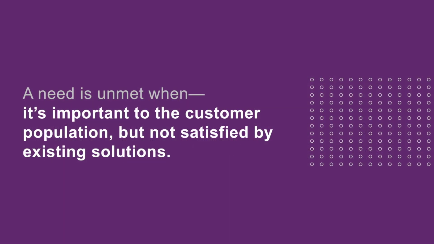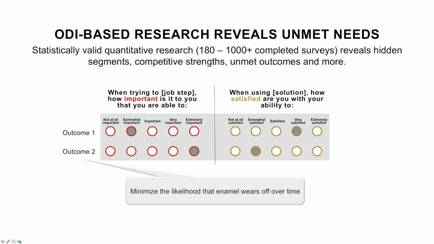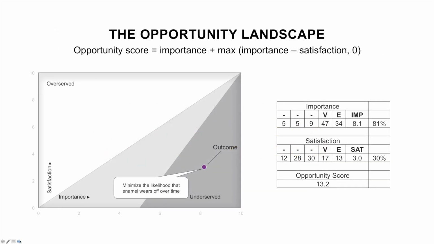So when we're thinking about an unmet need, we're looking at what's important to the customer but not well satisfied by existing solutions. We take this information and we insert it into a survey, and we ask people to tell us the importance of each outcome and the degree to which they're currently satisfied given the solution that they're using. We take this information and we plot it out in what we call the opportunity landscape.